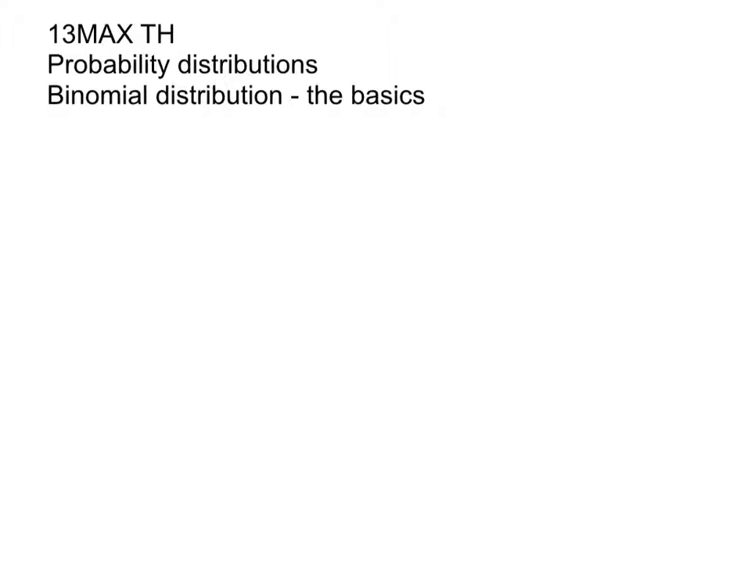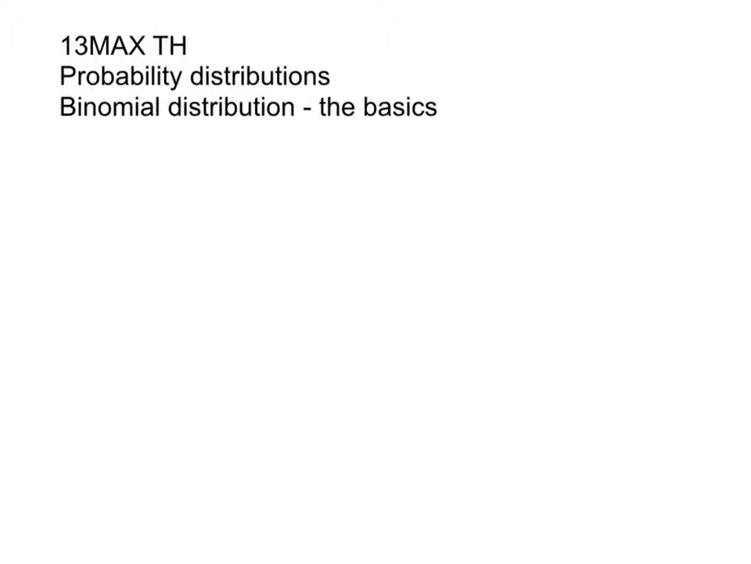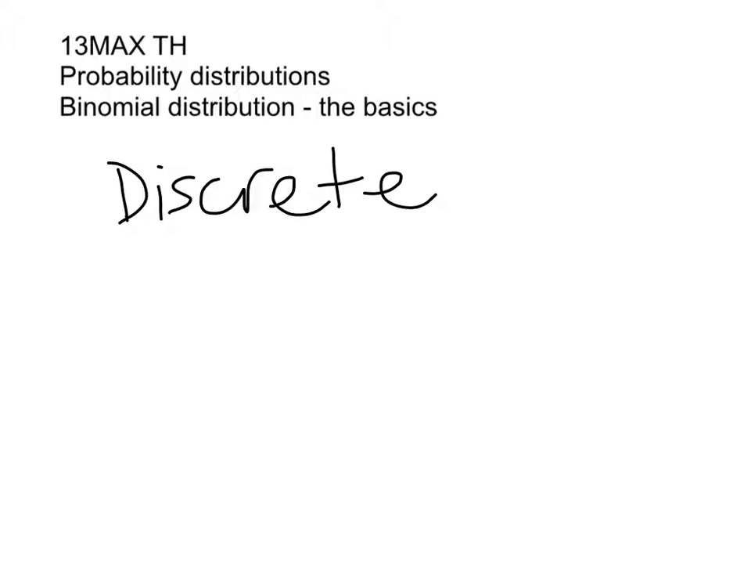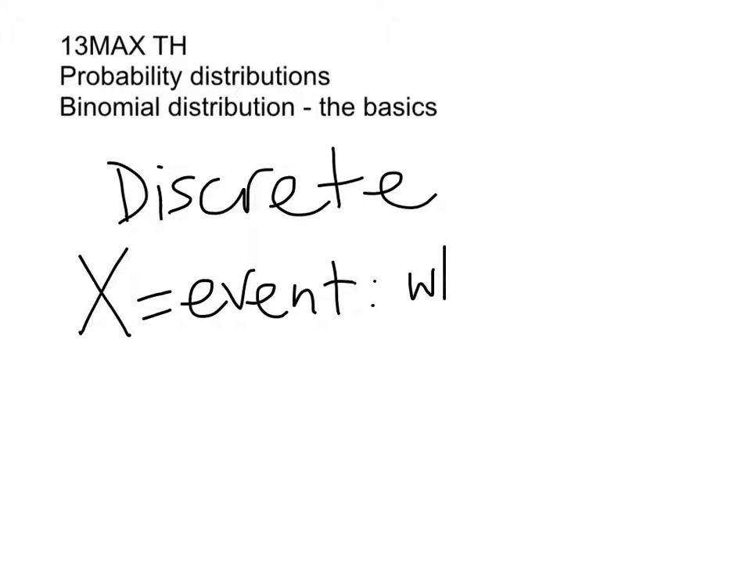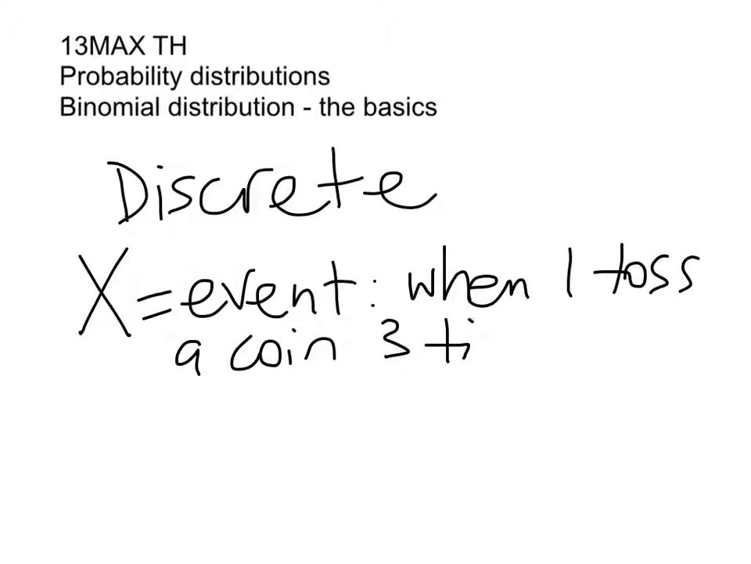So the distribution we're looking at here is an example of a discrete distribution. We talked about that yesterday. We are going to be working with a random variable that we're going to call x. So x is a thing, and in this case x is an event, and it's going to be when I toss a coin, and we'll do it 3 times. How many tails do I get?